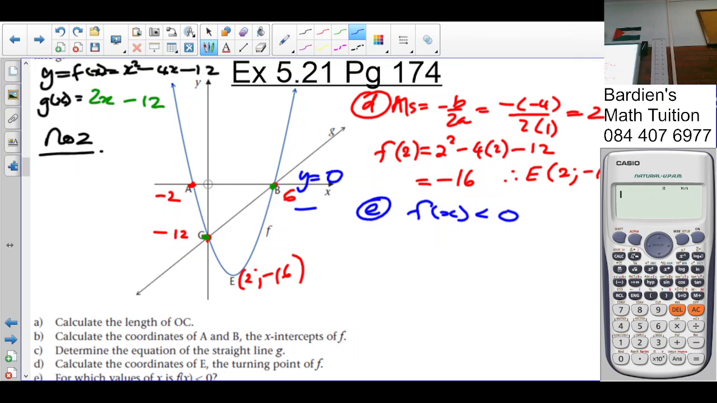So is this part more than or less than 0? More than. We're just starting it at negative 2 all the way to 6. And then f is again more than 0. Is that a continuous or a breaking solution? Continuous. From negative 2 to 6. So x is greater than negative 2 but less than 6. Okay.